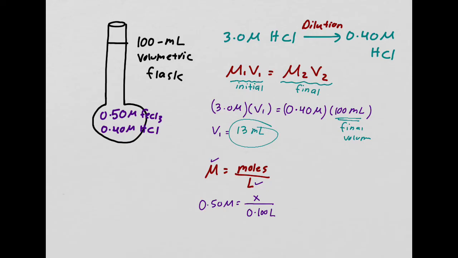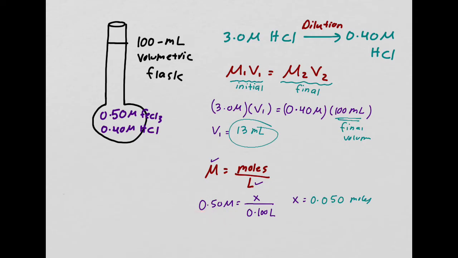Okay. So what do we get? This is a cross multiplication. So it would be 0.50 times 0.1. If I do that, what I end up getting is 0.050 moles. Okay, so I need 0.050 moles of FeCl3 to accomplish this concentration.